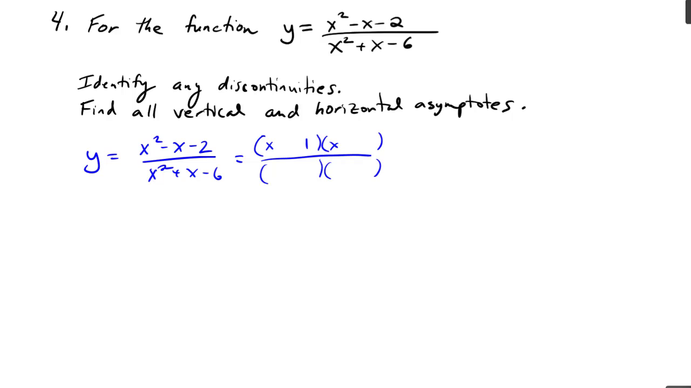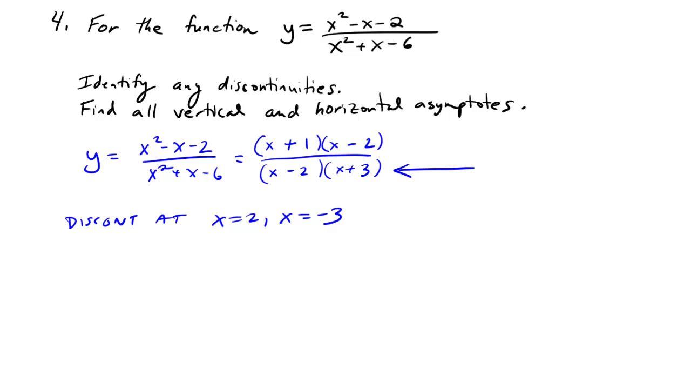All right, this must be 1 and 2, minus and plus, and this one must be minus 2 and x plus 3. Okay, so I can immediately see from the denominator of a rational function that I will have discontinuities at x equals 2 and x equals minus 3.